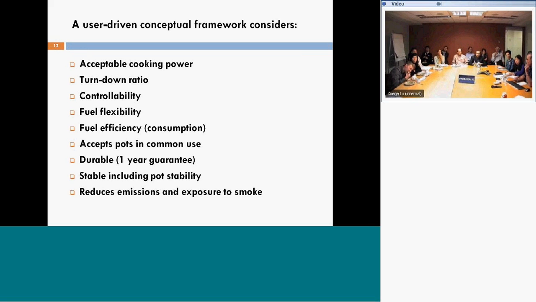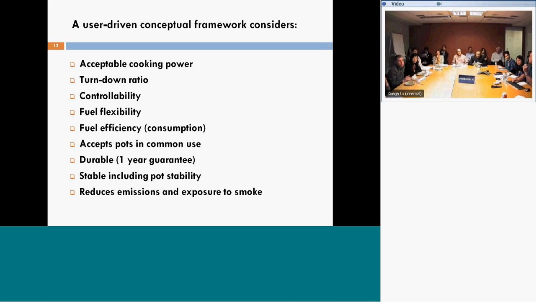So this is the user's conceptual framework. We have ours: it's about this and this and this. This is the user's conceptual framework. Can I cook? Can I turn it down? Can I control it? Will it burn all the fuels I want? There's a lot of fuel. Can it hold all my pots, or the pots I think a stove that size ought to hold, sliding around?